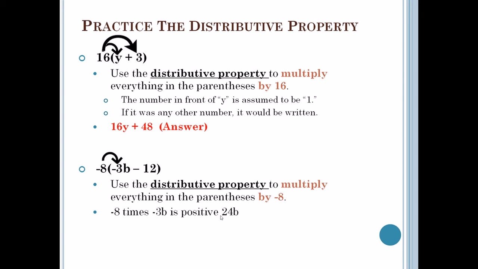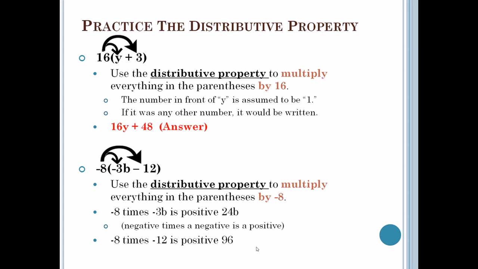Well, that was a nice start. Let's do it again. A negative 8 times a negative 12 is a positive 96. Look how good this turned out. And again, last step, group it up. 24b, positive 96, so that's 24b plus 96. That is your final answer.